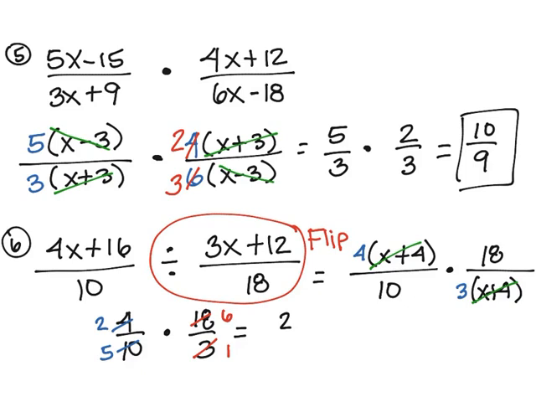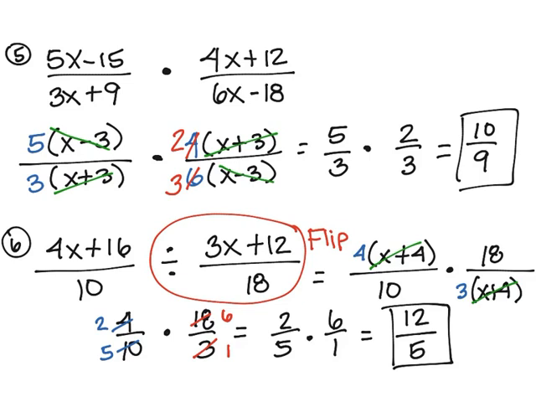So let me write this over. You got 2 over 5 times 6 over 1. Are we done reducing? Yes. So multiply that out. That's 12 over 5. Very good.